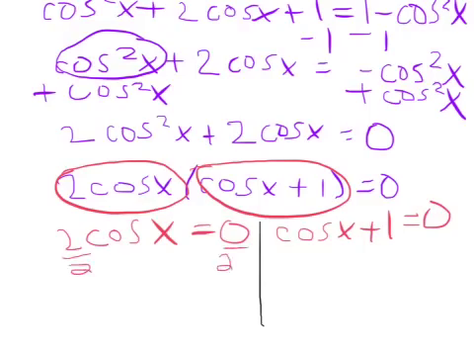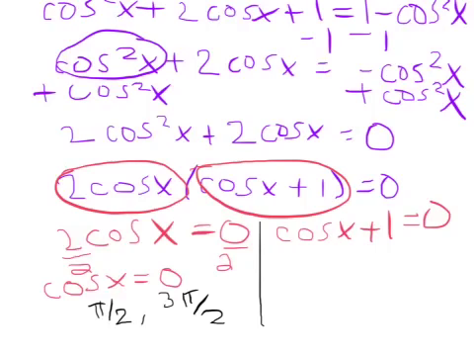We get cosine x equals 0, which on the unit circle, cosine equals 0 at pi divided by 2 and 3 pi divided by 2. And for this one we subtract 1. We get cosine x equals negative 1. And cosine x equals negative 1 at pi.